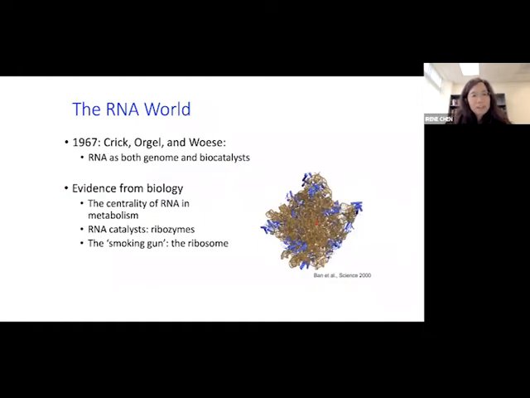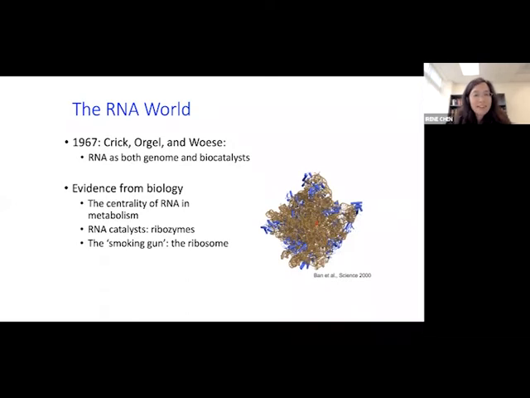So the RNA world idea was developed in 1967 by Francis Crick, Leslie Orgel, and Carl Woese. So that's a long time ago, basically. And they had this idea that RNA could act as both genome and biocatalysts. And I think the reason why it's fascinating that the idea was developed so long ago is because this idea actually predated the discovery of catalytic RNA.